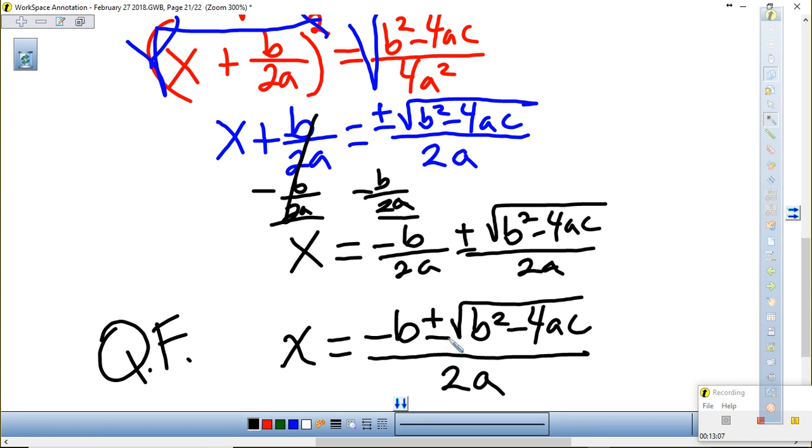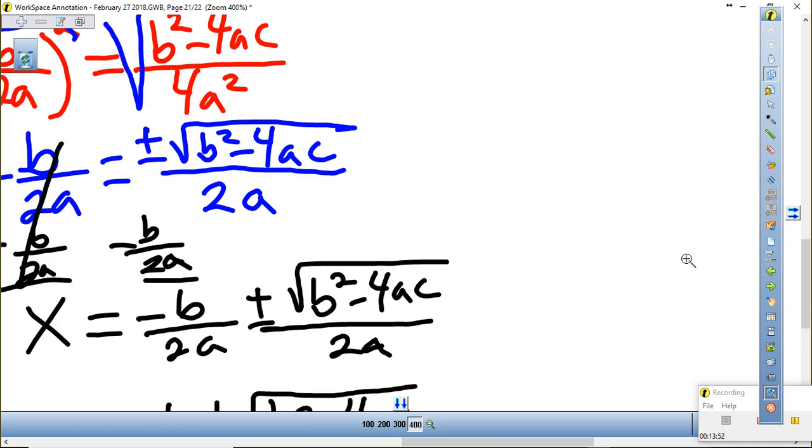We wouldn't write two equations because we know that this gives me two equations. But if we were to write two equations, Kelsey, what would be my first equation? x sub 1 is what? Minus b plus square root of b squared minus 4ac over 2a. And x sub 2 is minus b minus square root of b squared minus 4ac over 2a. Yes? Piece of cake? Let's look at this beauty.